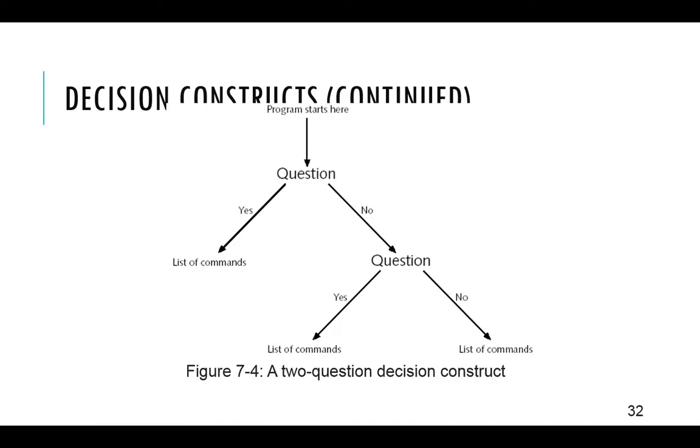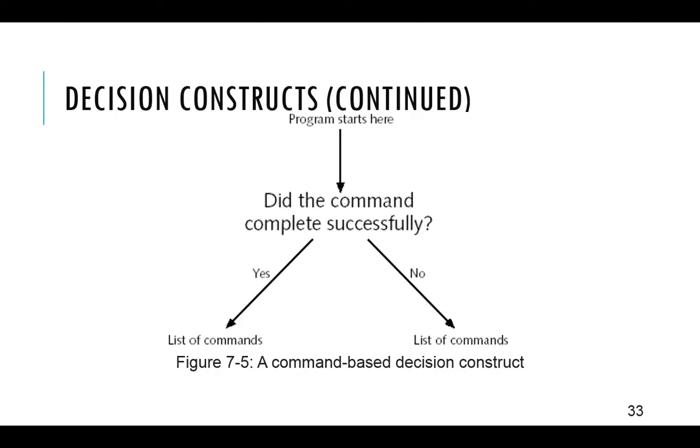Okay. Here's a flow control. The program starts here, asks a question. If yes, it goes here; if no, it goes over here, and it asks another question, yes or no. Or you could also have multiple questions over here, depending on what your output is. Did it run successfully? No. It does it again, or has a different type of command structure they can do.